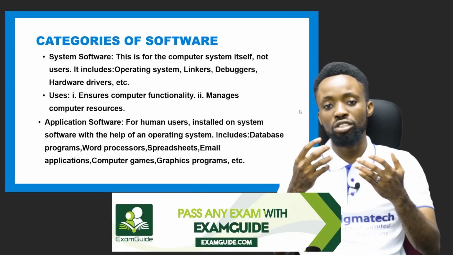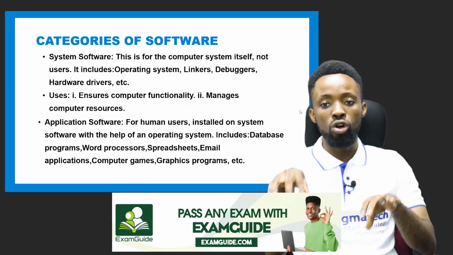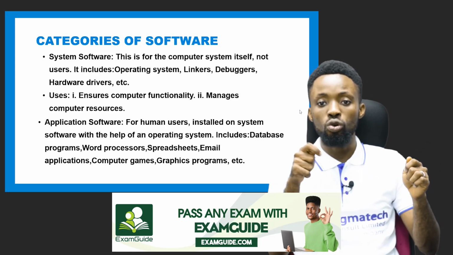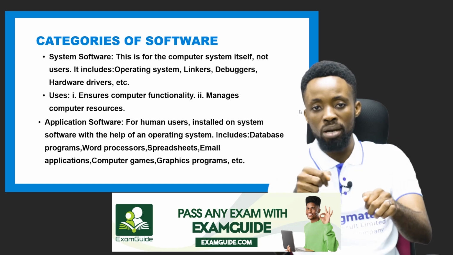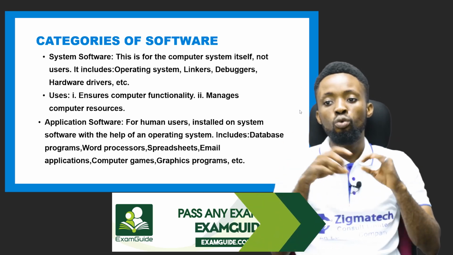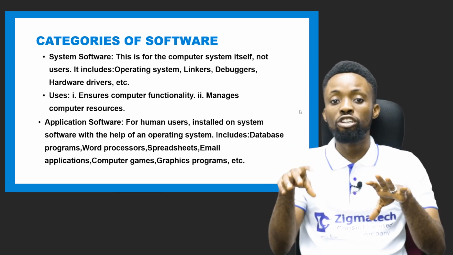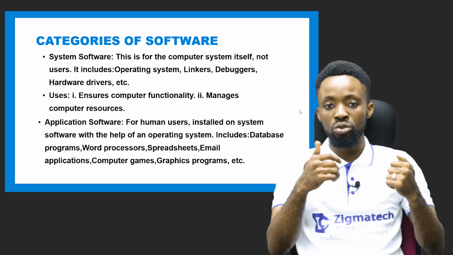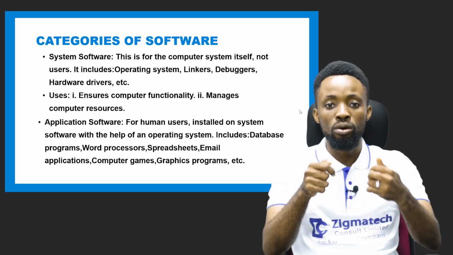And one thing about the application software is that it can't work without the help of the operating system from the system software. So in order for us to put the application software into the computer, we need the help of a suitable operating system. Now a good example I will use for you is your mobile device.